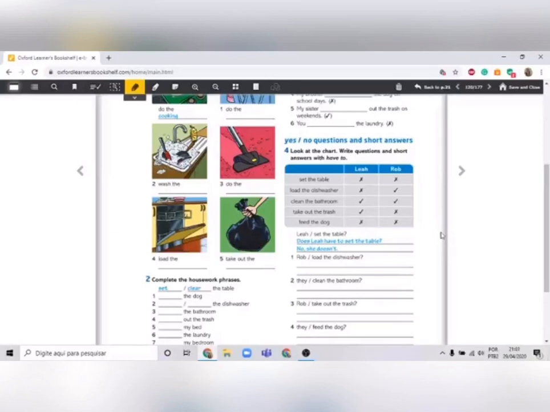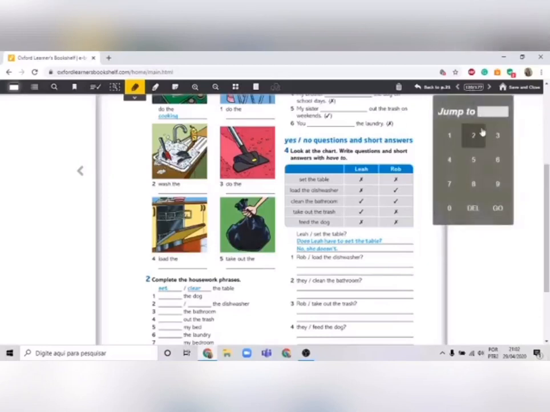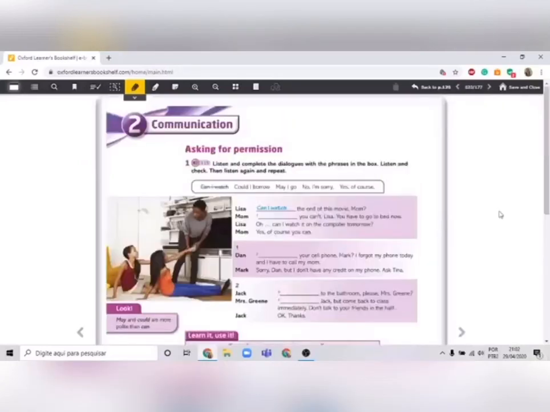Number 1, does Rob have to load the dishwasher? Yes, he does. Number 2, do they have to clean the bathroom? Yes, they do. Number 3, does Rob have to take out the trash? No, he doesn't. Number 4, do they have to feed the dog? No, they don't. Okay? So, let's go to page 22 to continue.